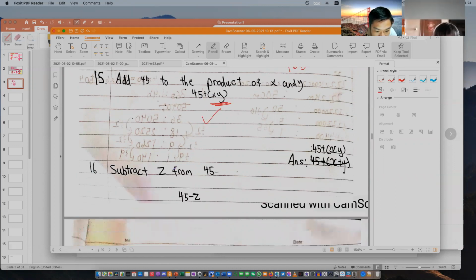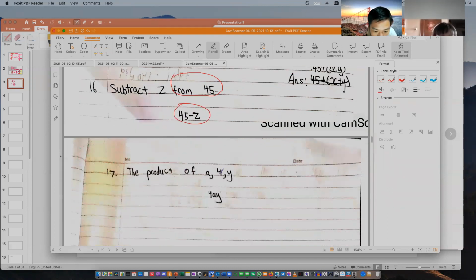So subtract z from 45. Can you see "from"? From means 45 starts first. The product of this is 4Y. So the 4, can I ask you why the 4 is in front? I explained to you last time. The 4 needs to be in front. Yeah, I asked why.